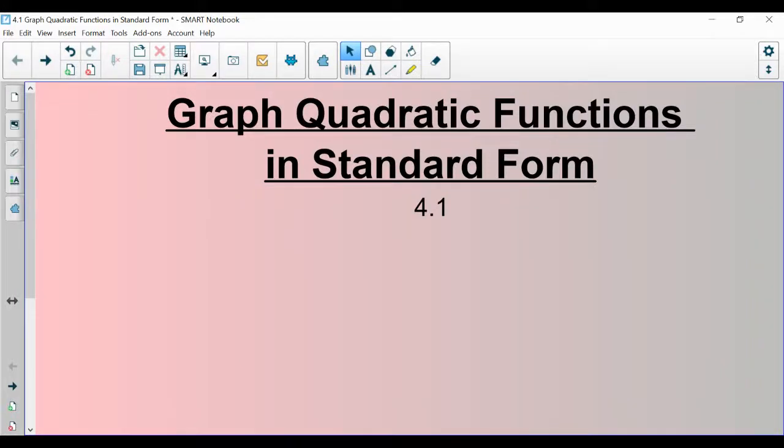Hello, Algebra 2 students. We are talking about graphing quadratic functions today. This is an introduction to quadratic functions. There's going to be a lot of details about what it means to be a quadratic function, and the form that we're graphing from today is standard form. The lecture on 4.2 will cover graphing from either vertex form or intercept form.